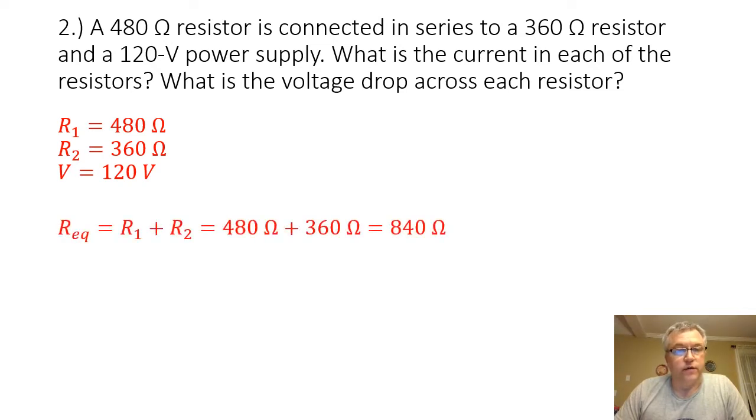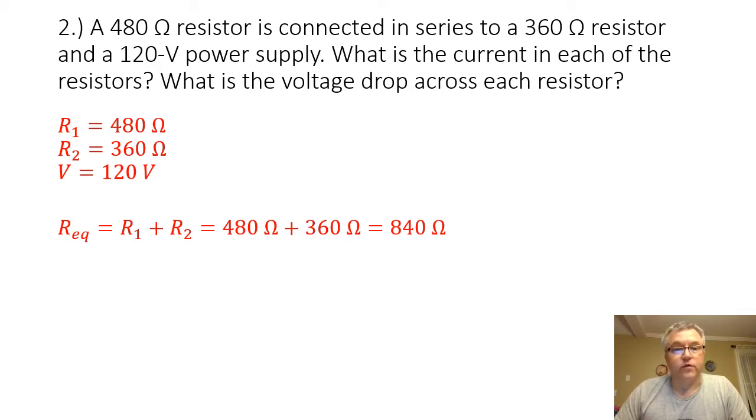So to find the equivalent resistance, again, it's a series circuit, so I just have to add my two resistances together. 480 ohms plus 360 ohms will give me an equivalent resistance of 840 ohms.